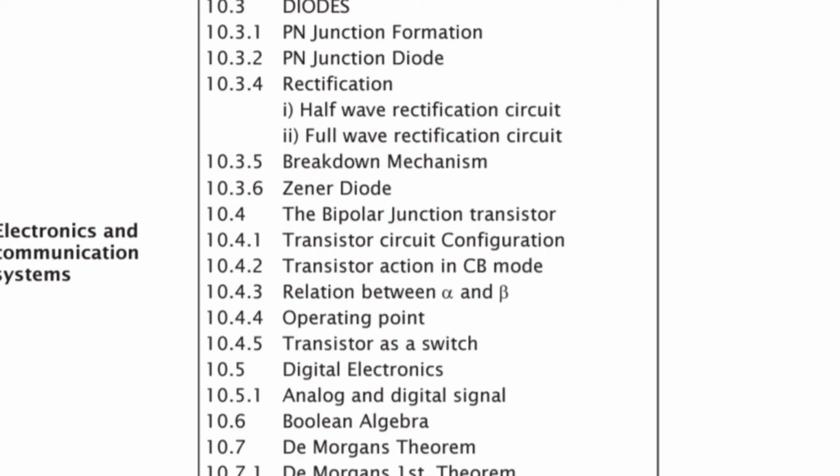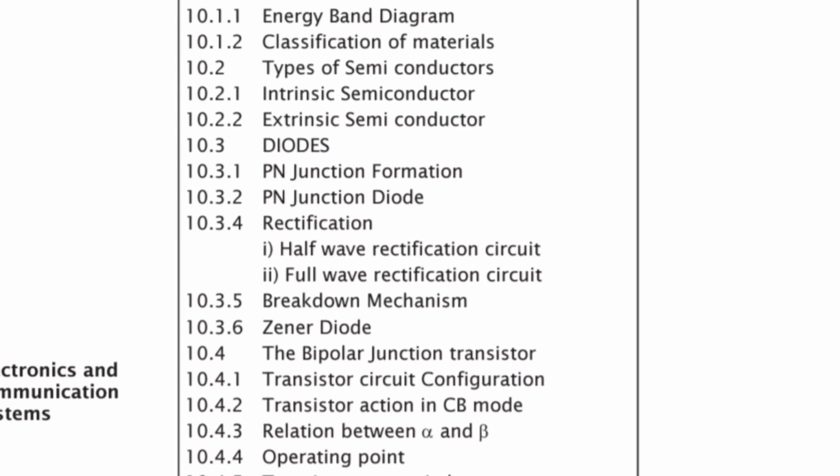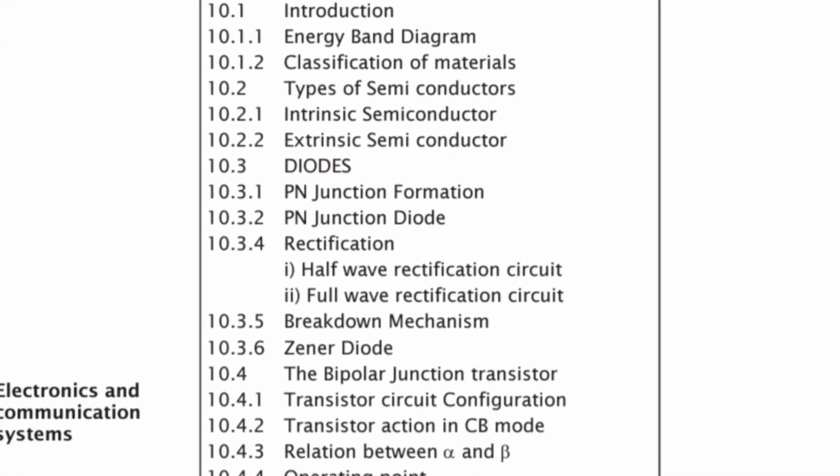Next, electronics and communication system, chapter 10. So 10.1 introduction, 10.1.1 energy band diagram, 10.1.2 classification of materials, 10.2 types of semiconductors, 10.2.1 intrinsic semiconductor, 10.2.2 extrinsic semiconductor, 10.3 diodes, 10.3.1 p-n junction formation, 10.3.2 p-n junction diode, 10.3.4 rectification.